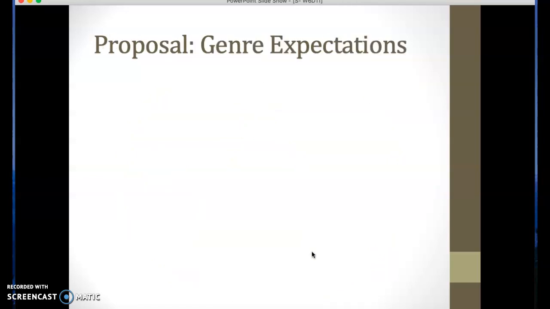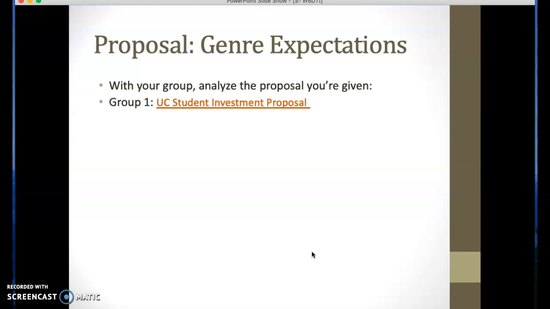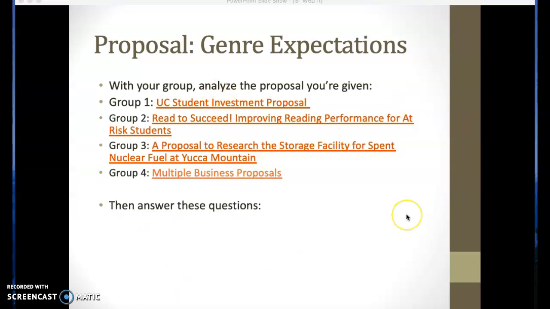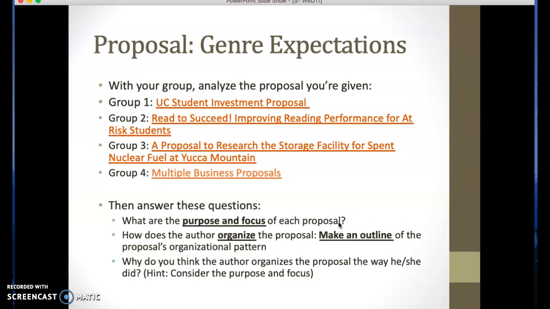So let's talk about genre expectations. In this week's discussion post, you'll be split up into different groups, and depending on which proposal you've been assigned to look at in your group, you'll take a look at one of these 4 proposals, and then you're going to write about it. You're going to analyze that proposal, answering the following questions about it.